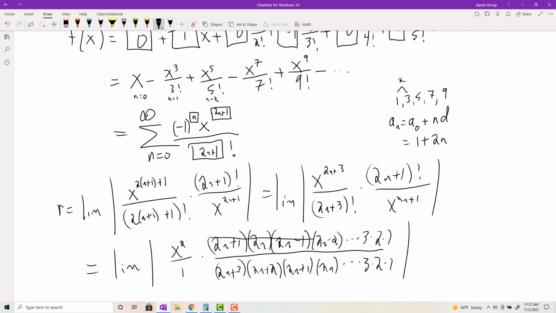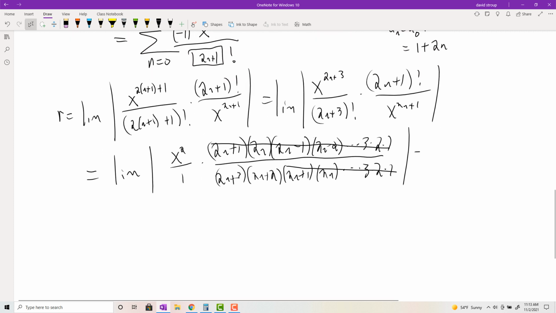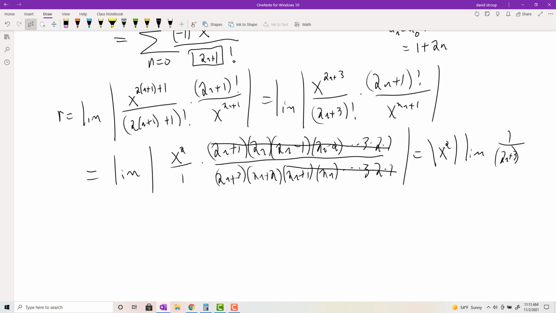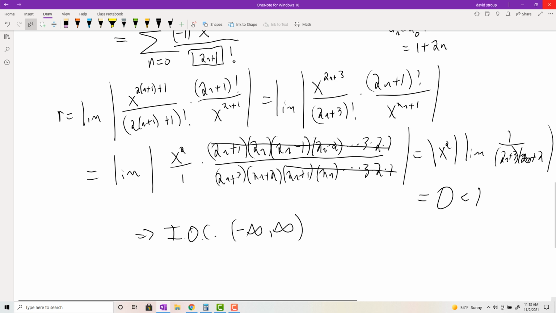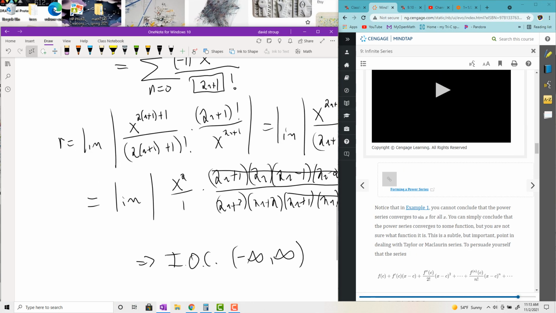Right, so you get this 2n plus 1 stuff canceling out, and of course that will just be the absolute value of x squared times the limit of 1 all over 2n plus 3 times 2n plus 2, which will be 0. In other words, r is equal to 0, which of course is less than 1, so that means its interval of convergence is going to go from negative infinity to infinity. Okay, so it converges everywhere.